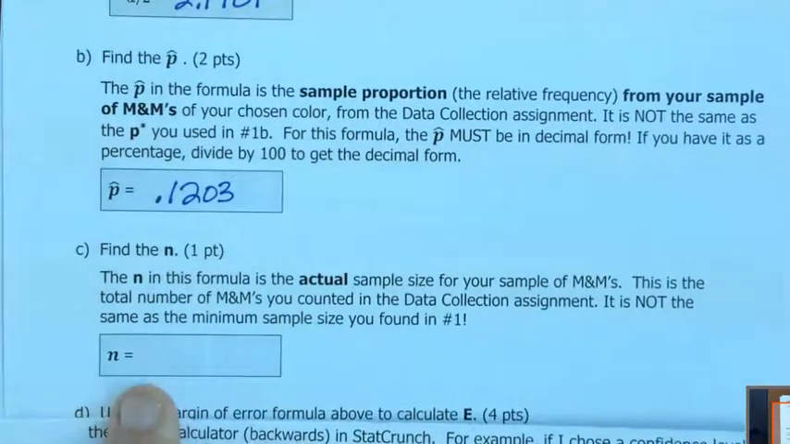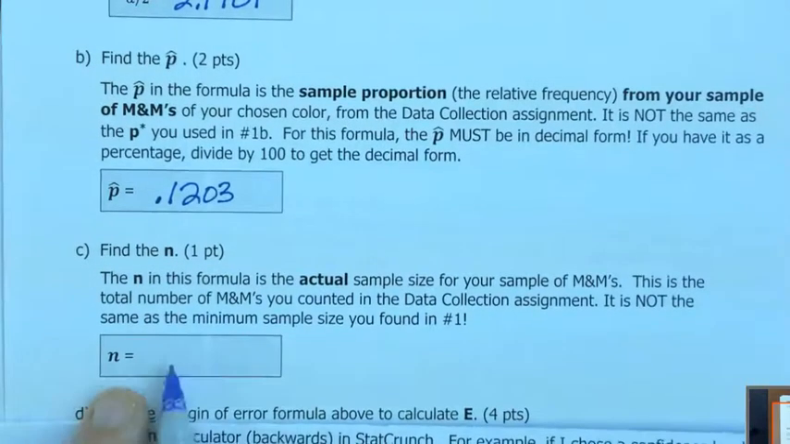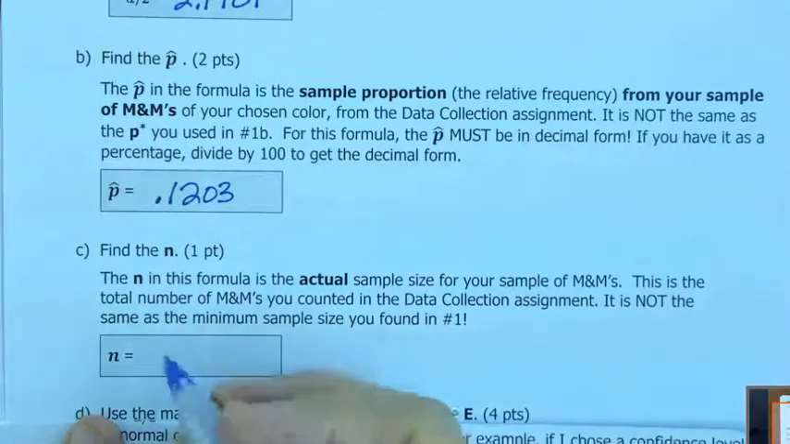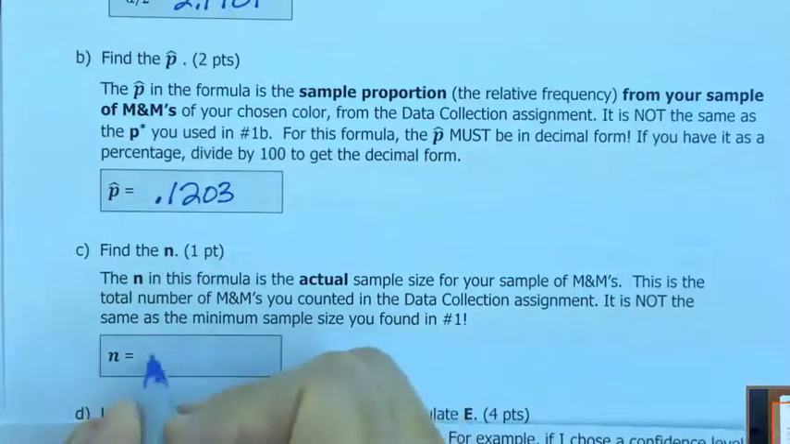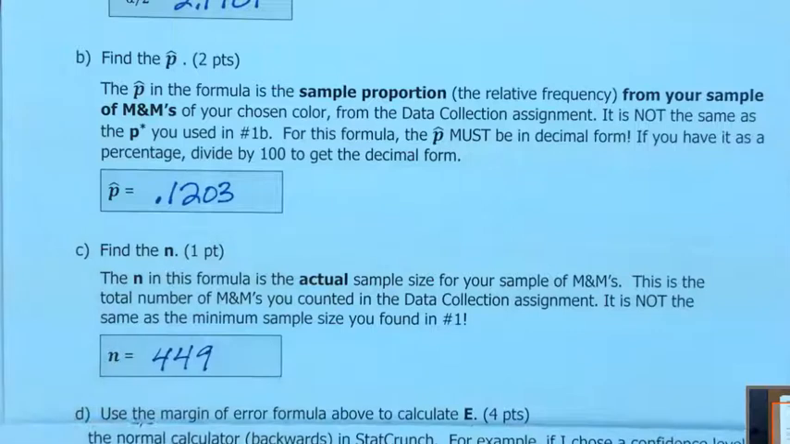Same thing for the n here. This gets kind of confusing because we were just talking about minimum sample size, but this needs to be your actual sample size from your sample of M&Ms. This is the total number of M&Ms that you counted in the assignment for last week and what you put in for your sample size in your blog post. For me, this was 449.